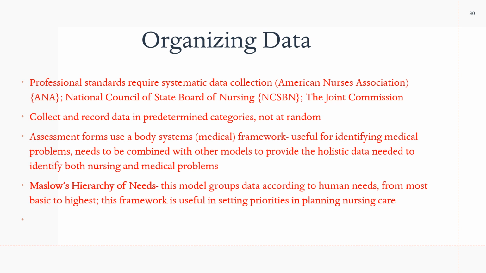This needs to be combined with other models to provide the holistic data needed to identify both nursing and medical problems. So what we are saying is that we don't care how you get it. We don't care what your system is, but it needs to be systematic, categorized, organized, and of course it needs to be validated. And then we can use Maslow's hierarchy of needs, as this model will group data according to human needs from most basic to highest. So this framework is useful in setting priorities in planning nursing care.